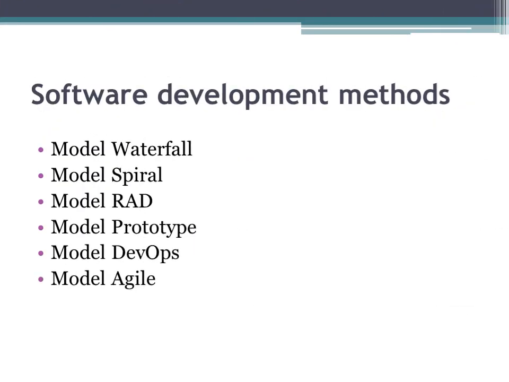Software development methods. There are 6 methods. It starts from the waterfall model. The waterfall model means that the software development stages are carried out in sequence from start to finish. The purpose of the stages here is that the software development stages can be carried out simultaneously.